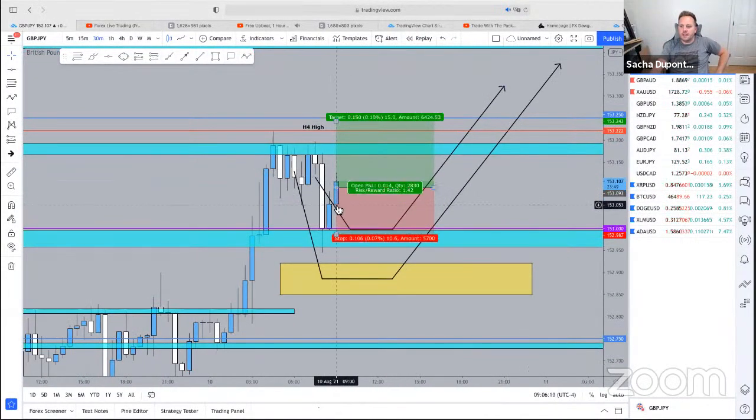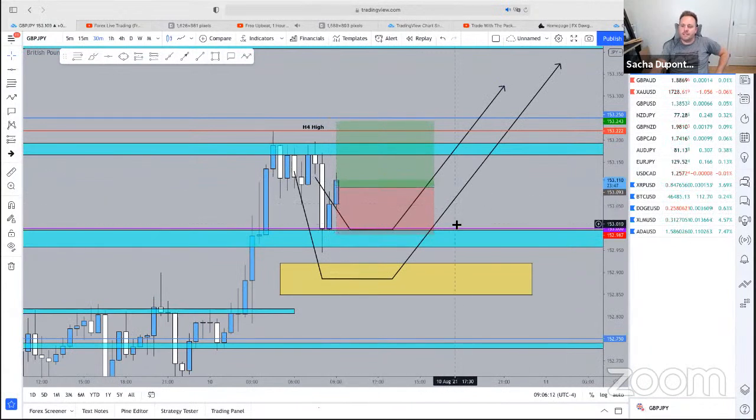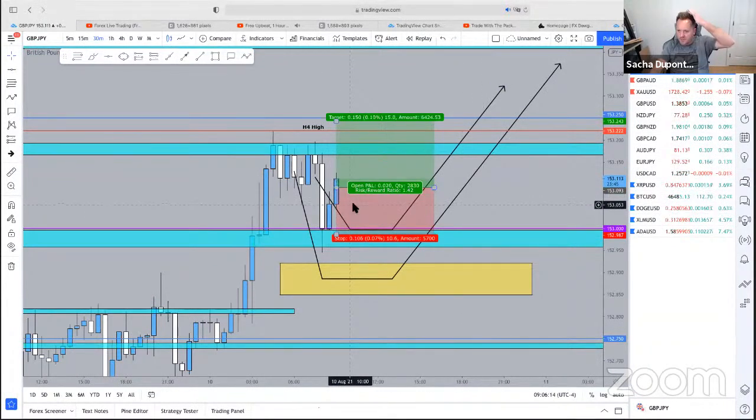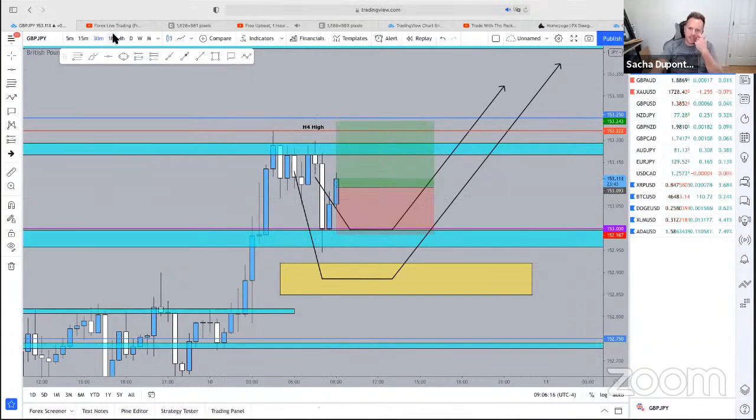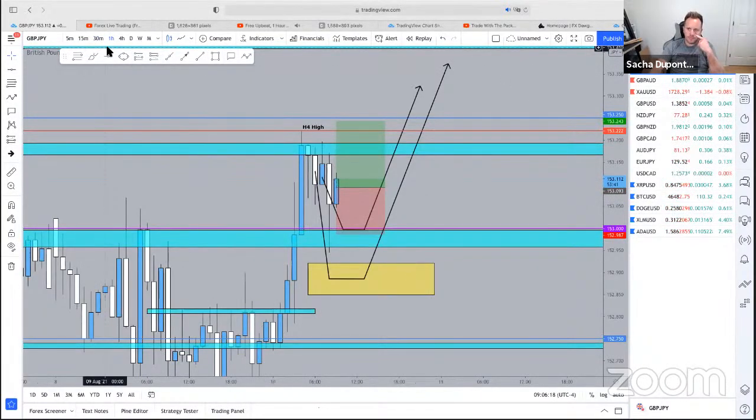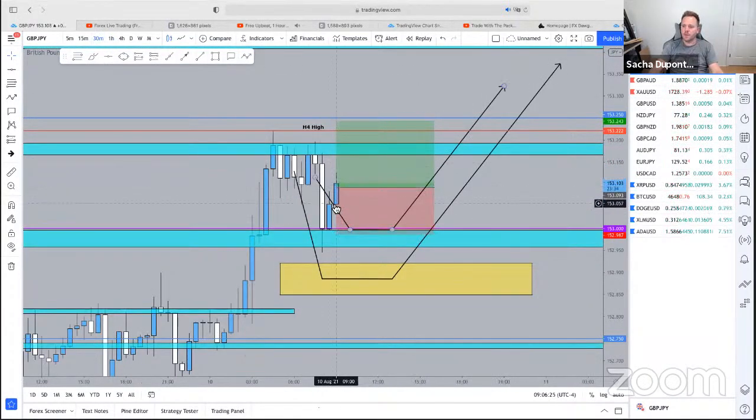Yeah, that's what I was saying. Usually I would have taken it here. I just needed that extra confirmation. I didn't like the fact that the 1 hour closed bearish. But yeah, makes sense. Maybe I would have taken a smaller risk here and added a position at the break of the high. Maybe that's what I should have done. But we'll see.